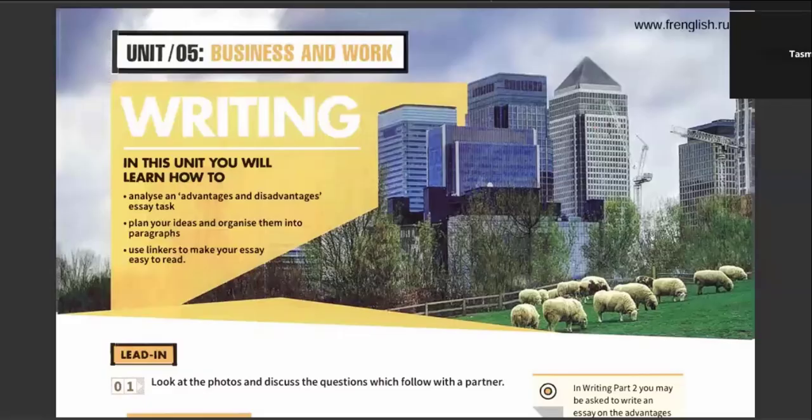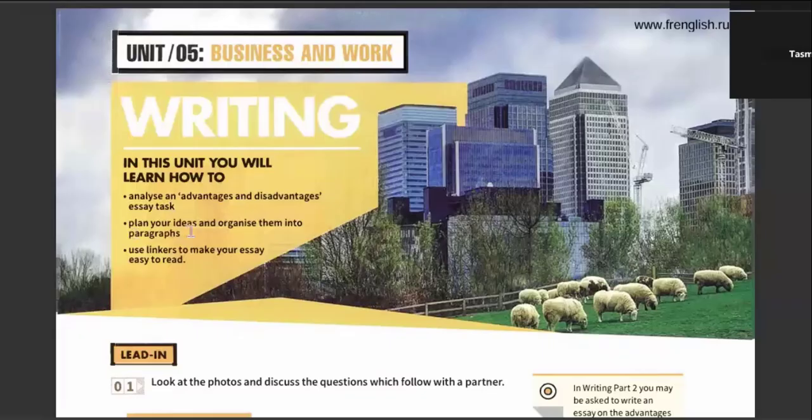Okay, so this whole unit is based on business and work. The name of this unit is business and work. So whatever topic you get will be regarding business and work. What we will be learning in this unit is how to analyze the advantages and disadvantages essay task. So the topic that you will be given, how we can analyze the advantages and disadvantages of that topic and how we can bring it up into an essay. That is the first thing that we will be learning.